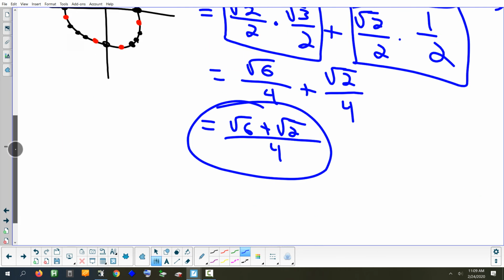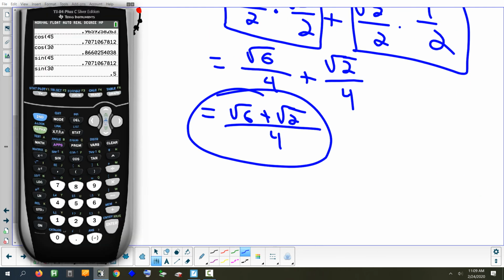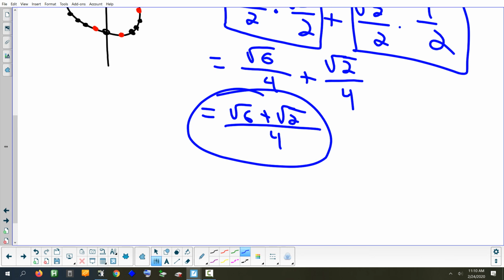So it's very easy to check. This was the cosine of 15. Let's type in what we just got and see if that's the same thing. Square root of 6 plus square root of 2, that's the top, and now divide that number by 4. It's exactly the same thing, 0.9659. So the calculator won't give you the exact answer. This is the only way to get the exact answer for multiples of 15.